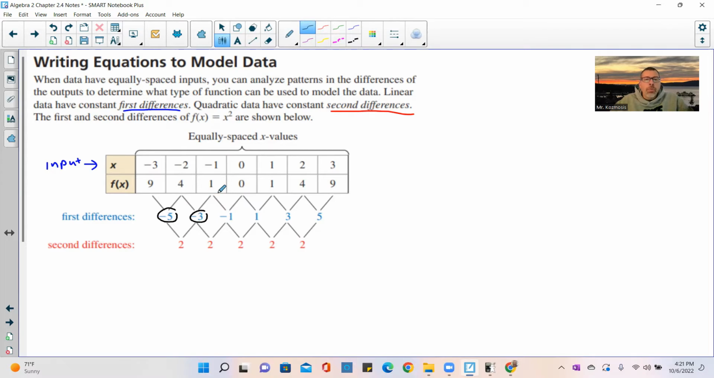1 to 0 is negative 1. From 0 to get to 1, we had to add 1. 1 to 4 is 3, and from 4 to 9 is 5. So those are the first differences. Then you take the second difference, and to get from negative 5 to negative 3, you had to add 2. To get from negative 3 to negative 1, you had to add 2. Negative 1 to 1, add 2. 1 to 3, add 2. 3 to 5 is add 2. And we have a second difference where they're all equal. So now we know that this data is a quadratic function.